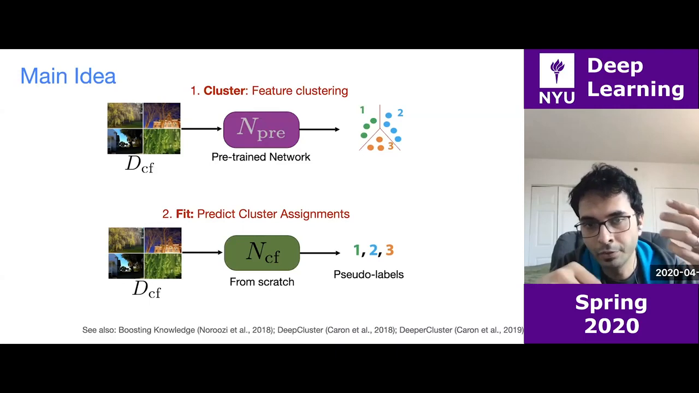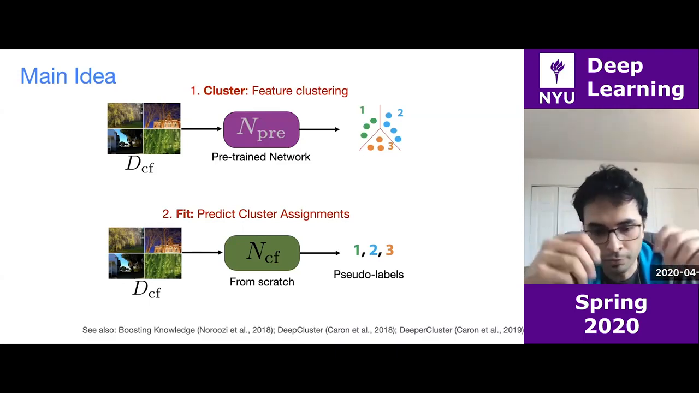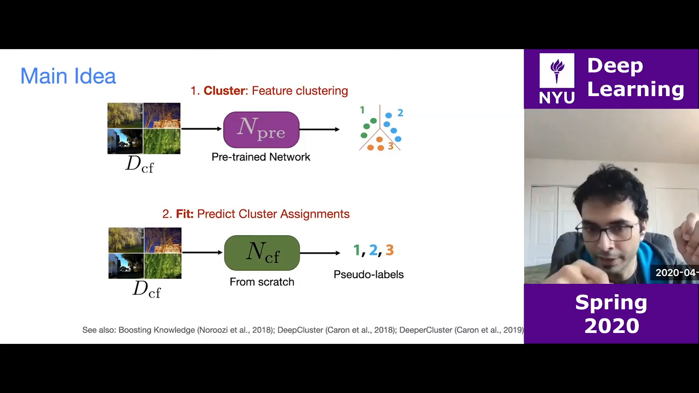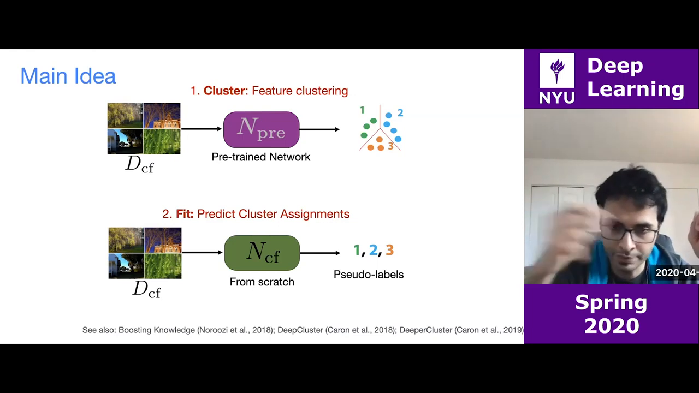Whereas in cluster fit, you don't really care about the label space or the output space of the pre-trained network. You only look at the features. You don't even look at the last fully connected layer. You just look at the previous features.